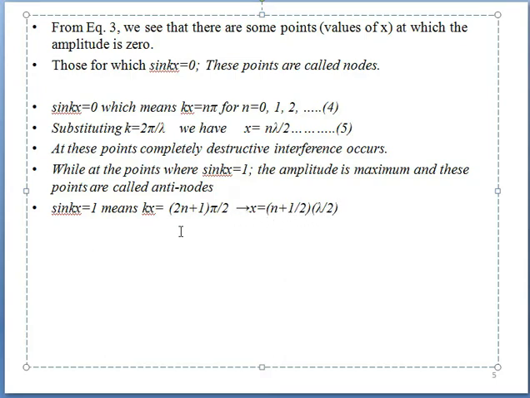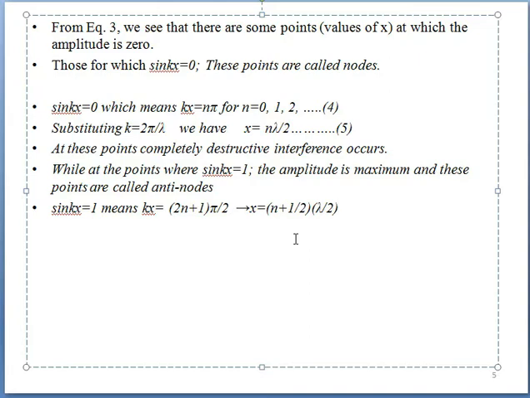What we have done is that k has been replaced by 2 pi by lambda. So in terms of lambda you can have the relation that x is equal to (n plus half) lambda by 2. So at the position where x is equal to 1 over 4 lambda, you will have a constructive interference.